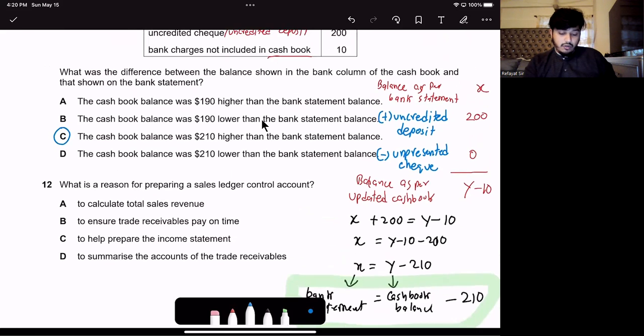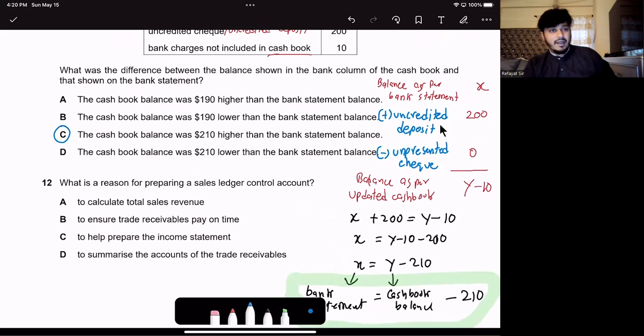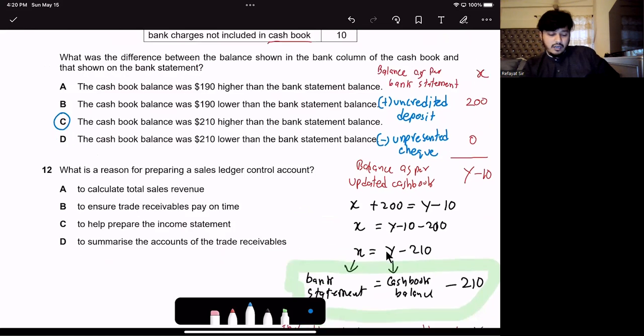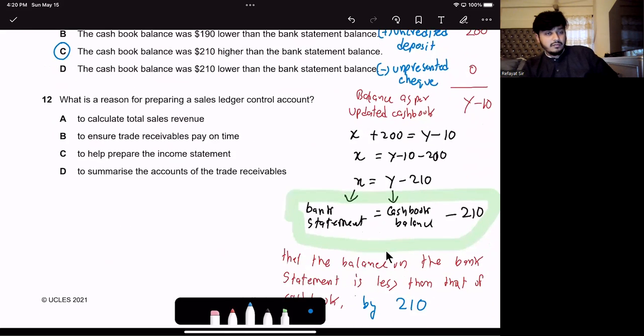Try to go through the equation properly. We first did a bank reconciliation. Then we found an equation where we figured out that the bank balance, according to the bank statement, is $210 less than that of cash book. So bank balance is lower than the cash book. That is, cash book balance is higher than the bank statement.